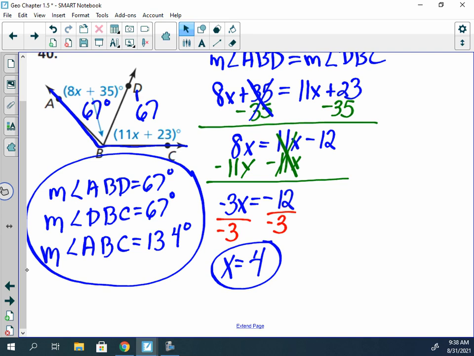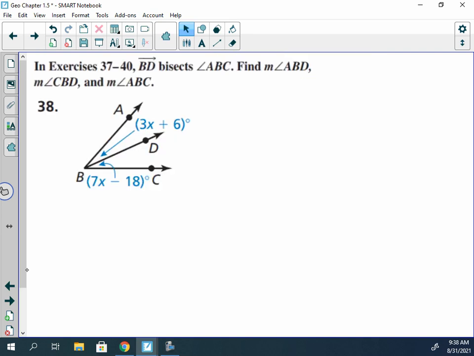Any questions on this here? Any questions on anything we've done so far today? Do we want to see another example of an angle bisector with equations? We good, Anthony? Okay.